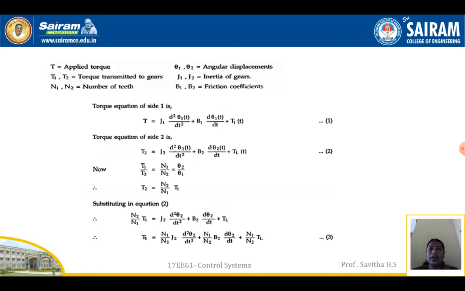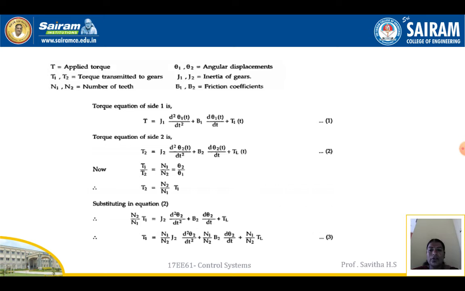Torque equation of side 1 is T is equal to J1 d square theta 1 of t by dt square plus B1 d theta 1 of t by dt plus T1 of t. Torque of side 2 is T2 is equal to J2 d square theta 2 by dt square plus B2 d theta 2 of t by dt plus TL of t, where T1 by T2 is equal to N1 by N2 is equal to theta 2 by theta 1.